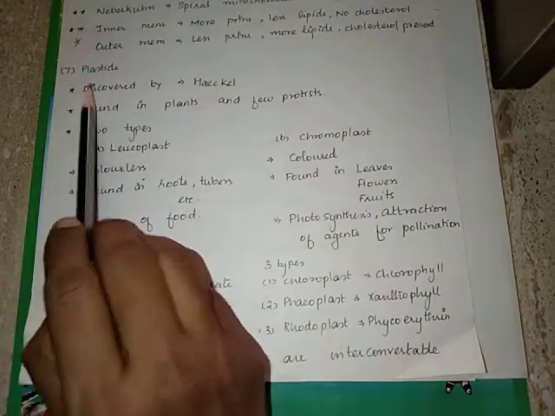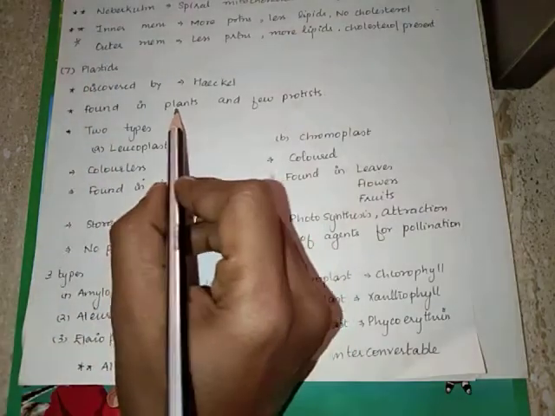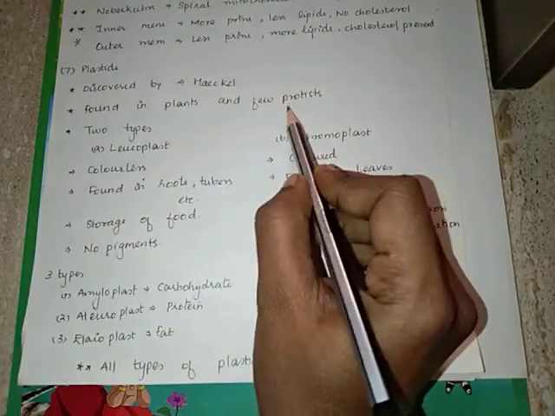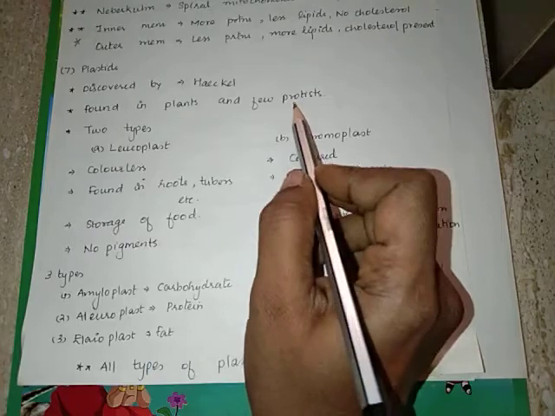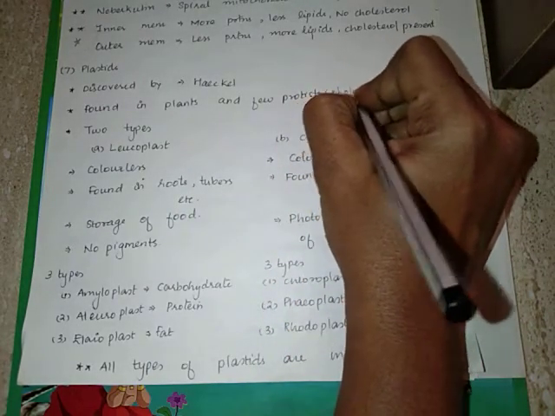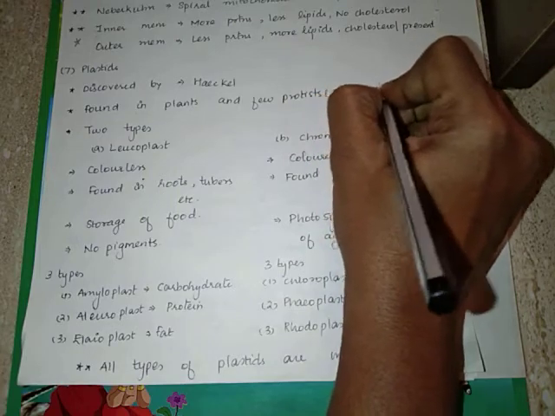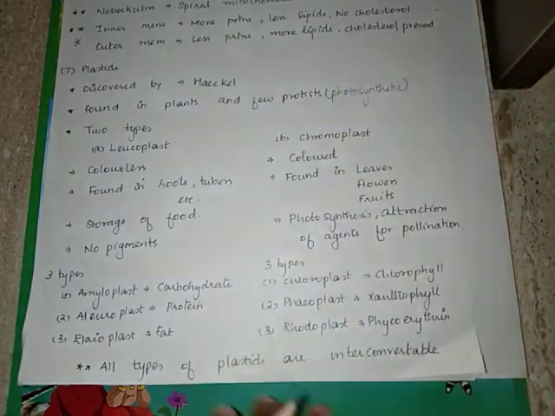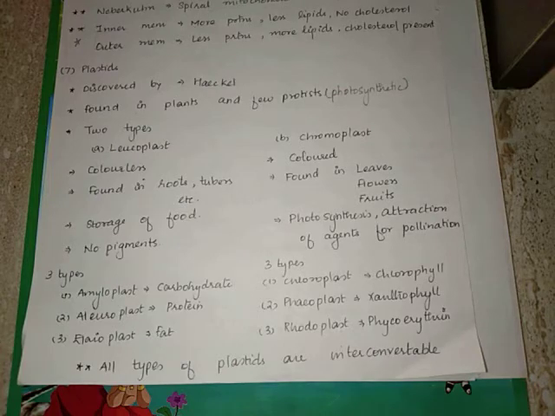The next organelle we are going to see is plastids. Plastids are found only in plant cells and a few protists. Those protists are usually plant-like photosynthetic protists, and only in them are these plastids seen. And it was discovered by a person called Haeckel. And there are two types of plastids that are generally seen.